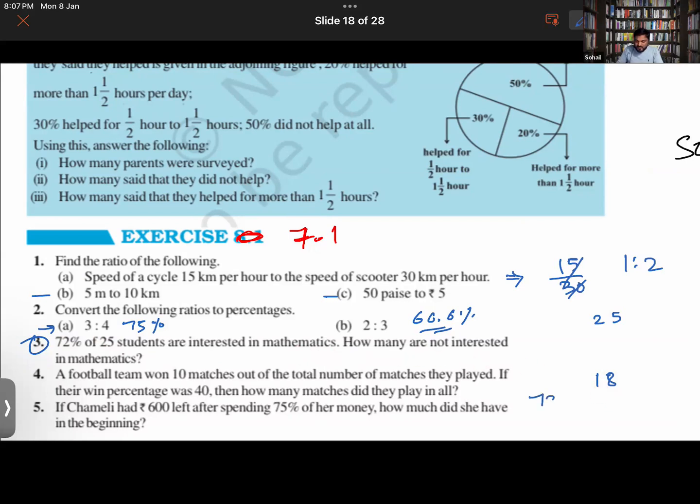Because it is 72% of 25. That is 72 upon 100 into 25, right? So that's 18. So 18 are those who are interested. So obviously 25 minus 18, that is remaining 7 students are not interested. Yes, is that clear to everyone?